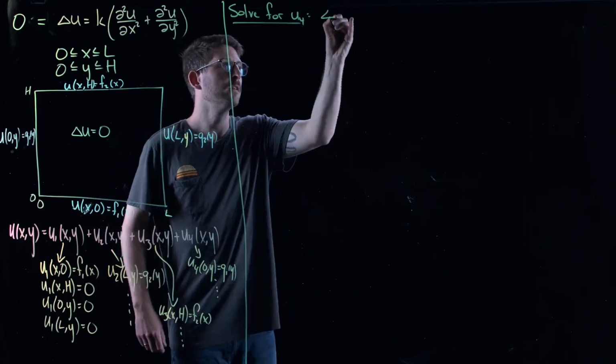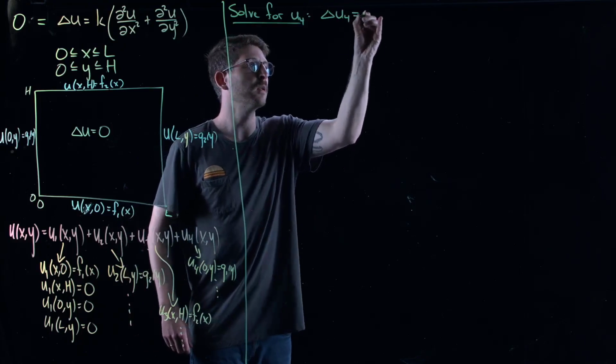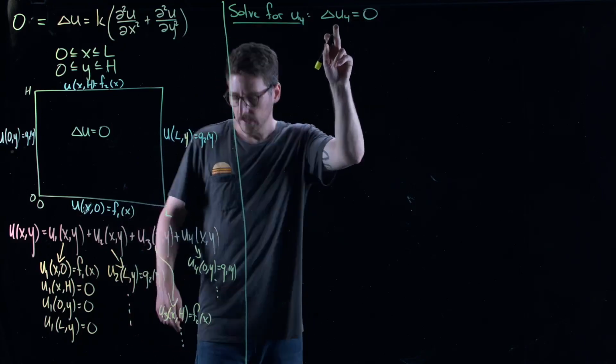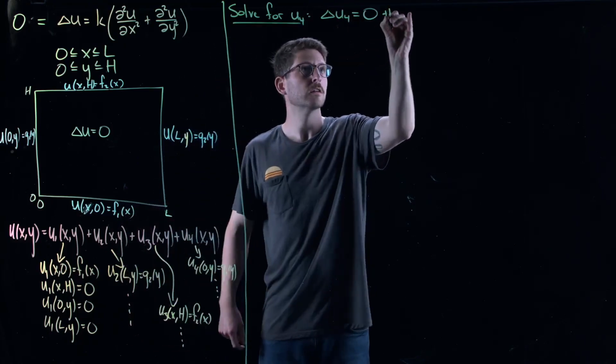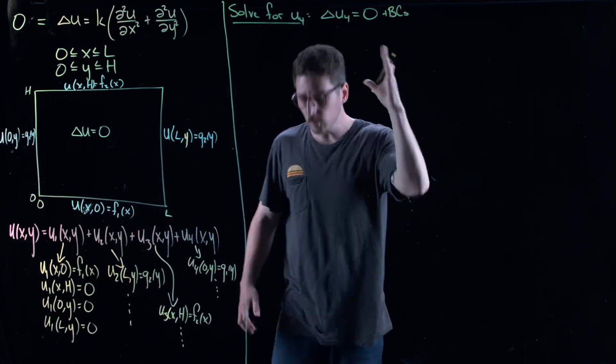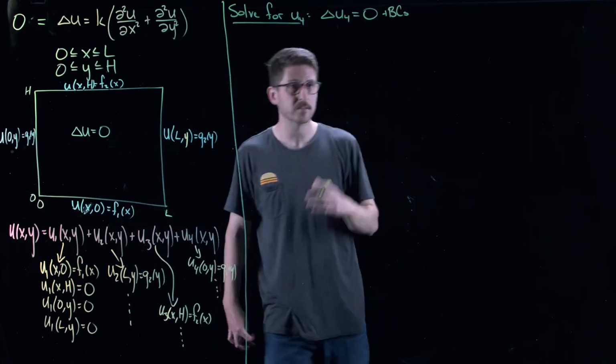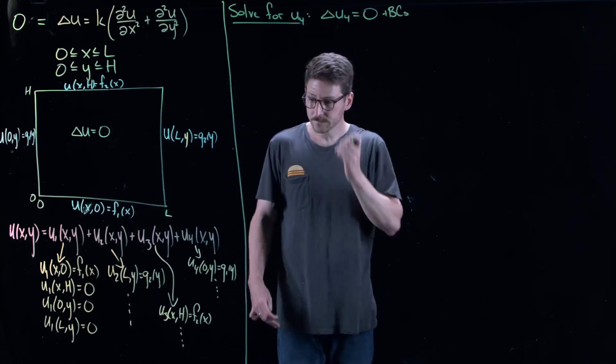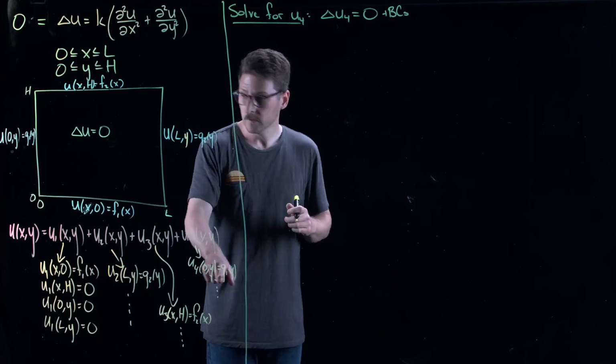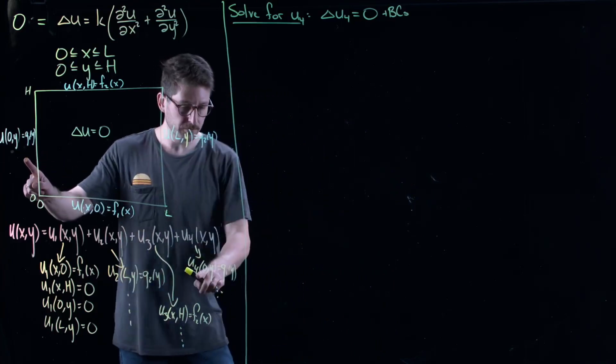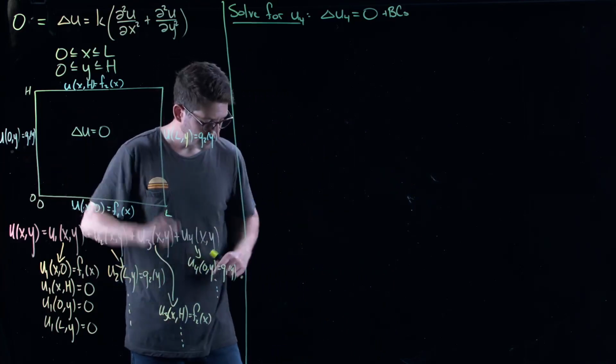Well, what do we have? We've got the Laplace equation, plus boundary conditions. Just because there's 4 boundary conditions, I don't want to write them all out because it's a lot of work. But you know what they are. I'm imposing this left boundary right here is g1 of y, and the rest are 0.